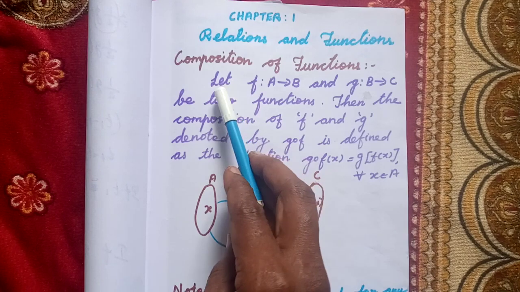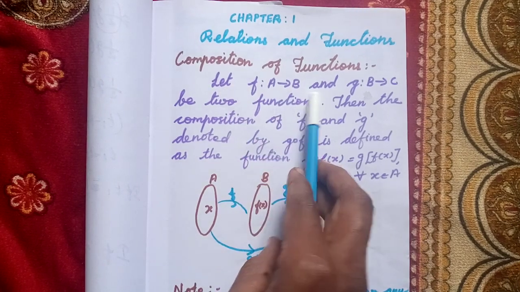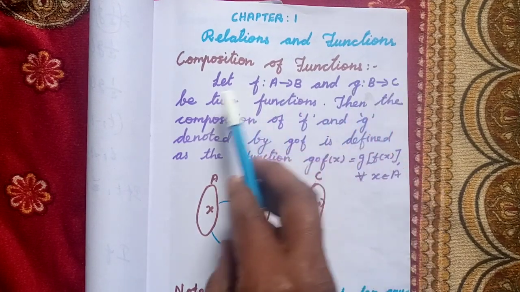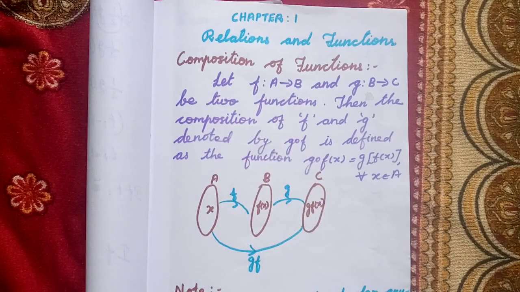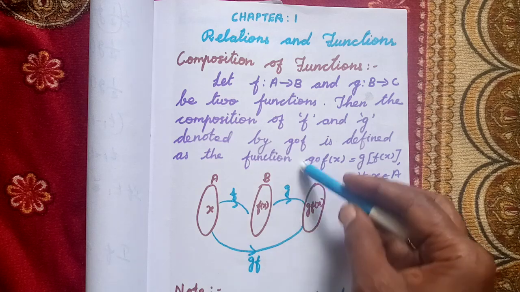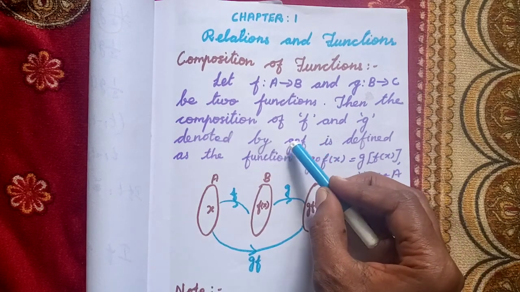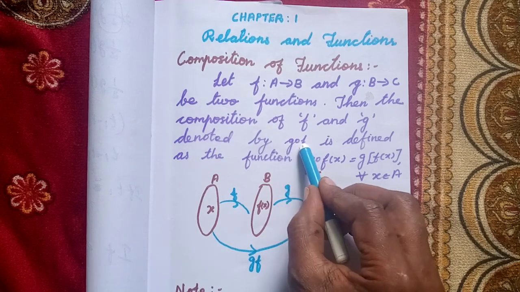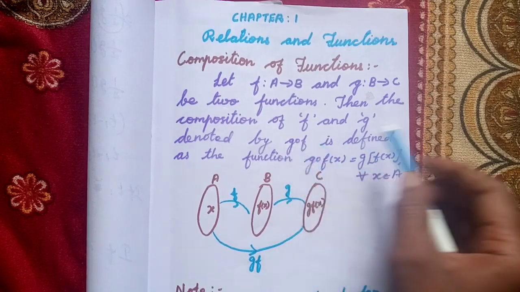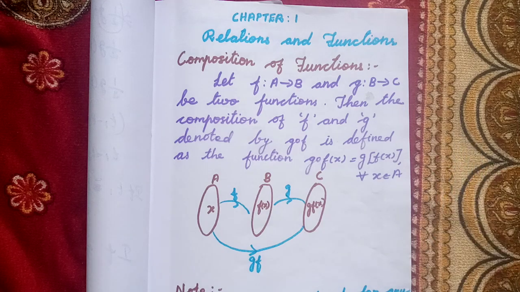Composition of function. Let f from A to B and g from B to C be two functions. Then the composition of f and g is denoted by g composite f. You have to read it as g composite f. Okay, it is defined as the function g composite f of x.